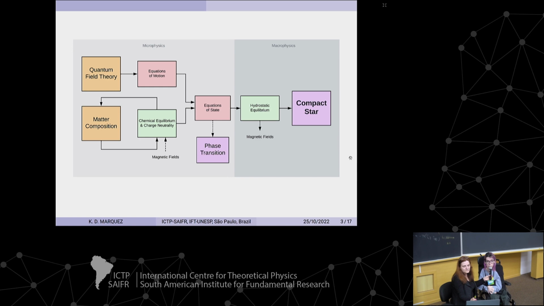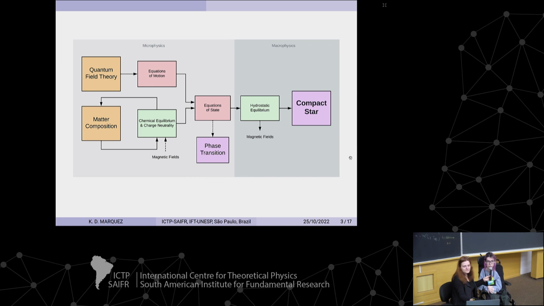Starting from the microphysics, we get equations of state that you can later use to study phase transitions, or when we take this equation of state and put it together with hydrostatic equilibrium conditions, we go to the macrophysics of compact stars. So we will have a macroscopic stellar object described according to our nuclear or hadronic model.